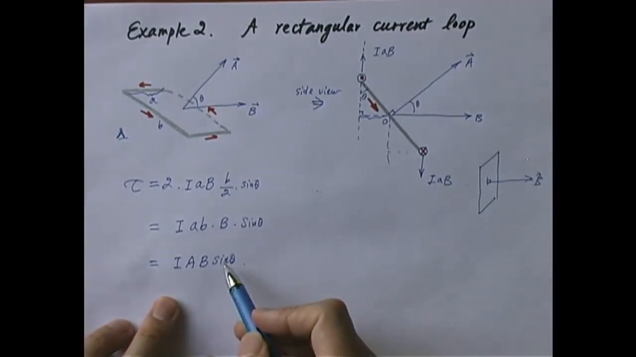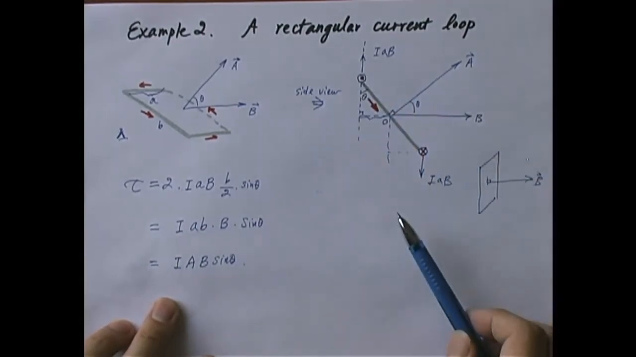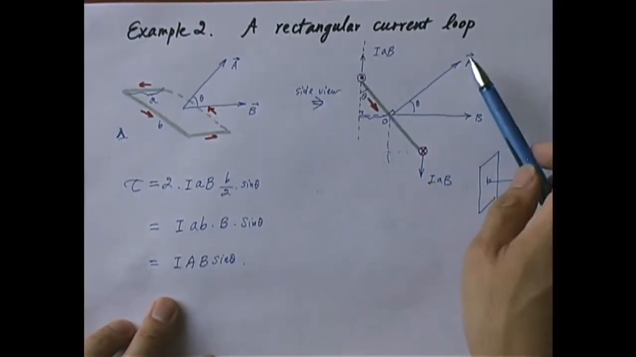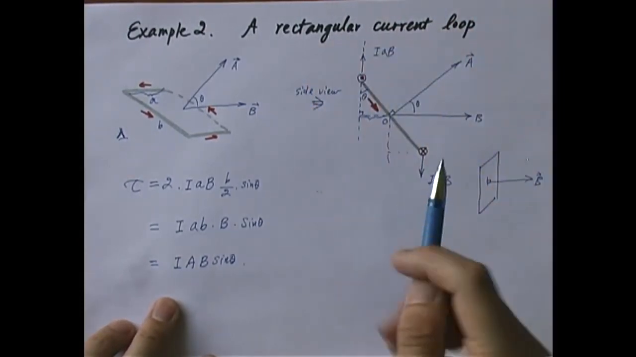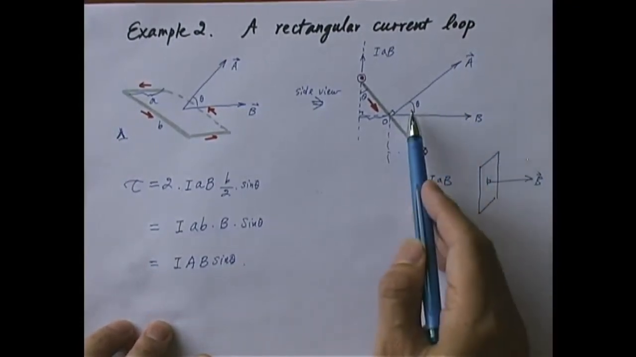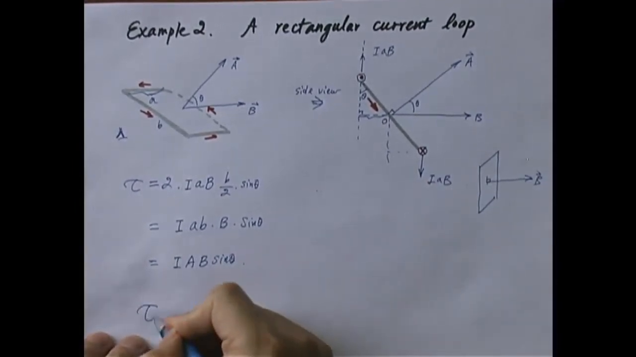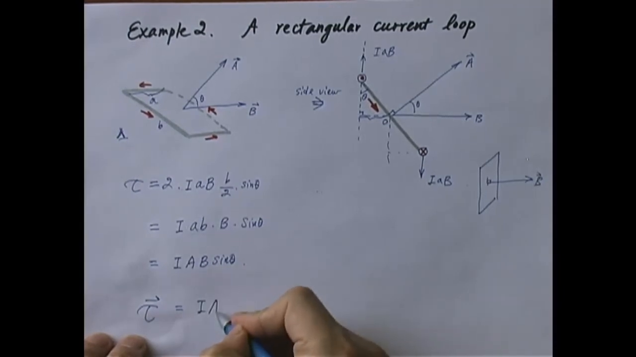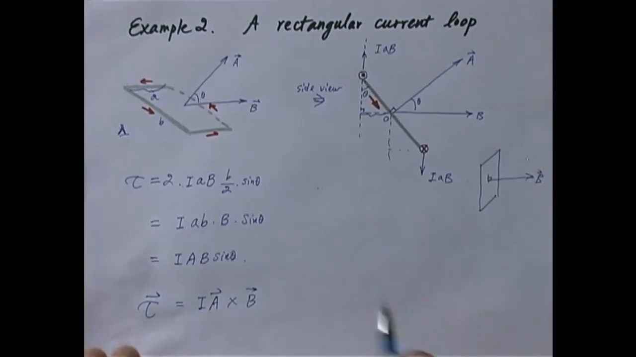Now, this is the magnitude of the torque. What about the direction? We know the direction in this case, the sense of the torque, right? It's clockwise. I can recover that direction by simply using A cross B, right? A cross B also turns clockwise. And what about the magnitude of the vector A cross vector B? Isn't that A times B times sine theta, which is exactly what I have, right? So I can rewrite the vector torque as tau equals I A cross B. Okay, that is more elegant than that expression. It contains both magnitude and direction.